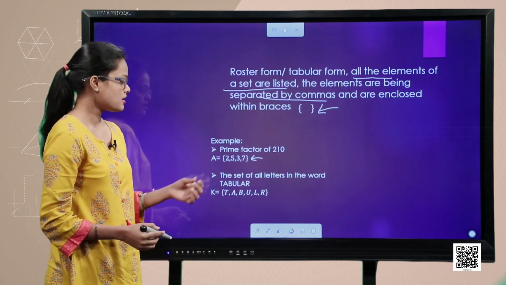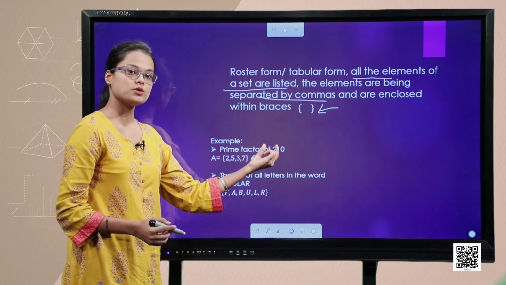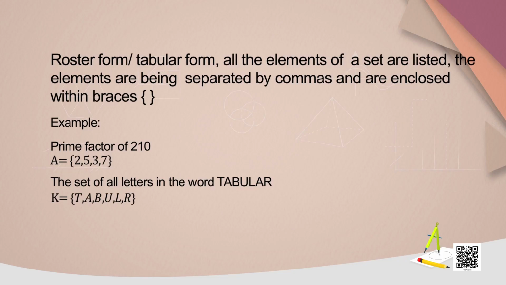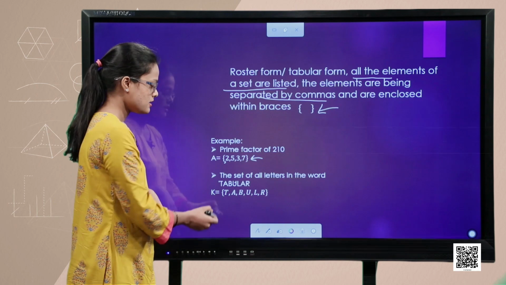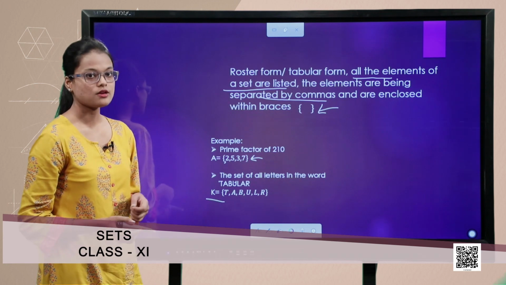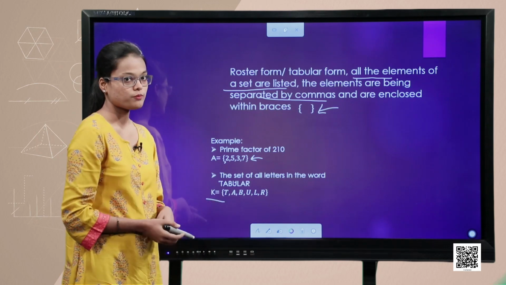Let us name this set A. So, A is a set representing the prime factors of 210 in roster form. Similarly, in the second example, the set of all letters in the word tabular. What do we have to do first? We have to first list all the letters in the word tabular. So, they are T, A, B, U, L and R. Separate them with commas and enclose them within curly brackets. Let us name it K. So, again this K is a set representing the letters in the word tabular in roster form.